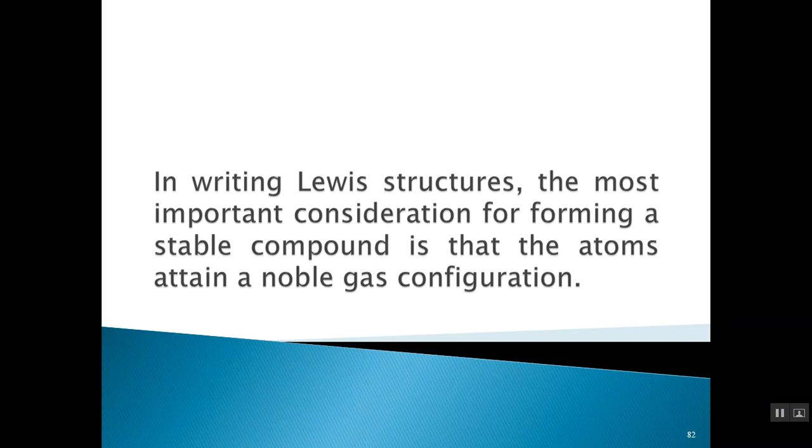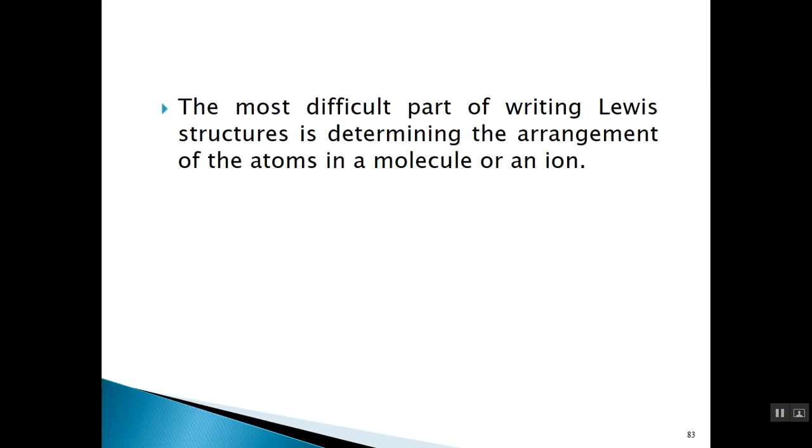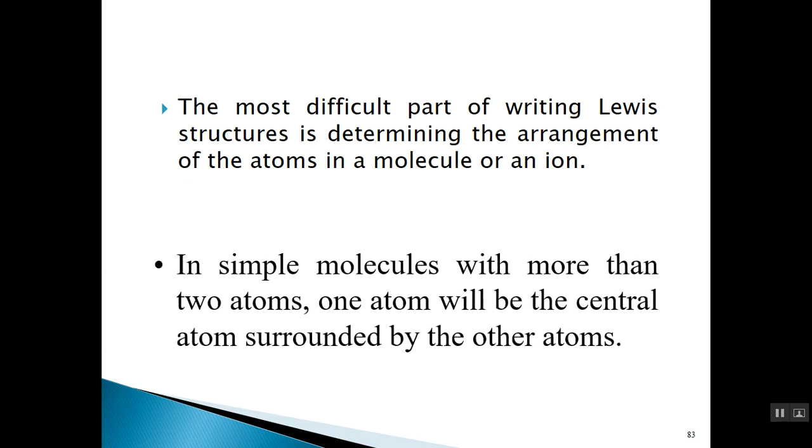The point here is that the most stable arrangement is one where each atom ends up with a noble gas configuration. I would say that the most difficult part of writing a Lewis structure is determining how the atoms are arranged in the molecule or ion. Usually, if we have molecules with more than two atoms, then one atom will be at the center, surrounded by the other atoms.